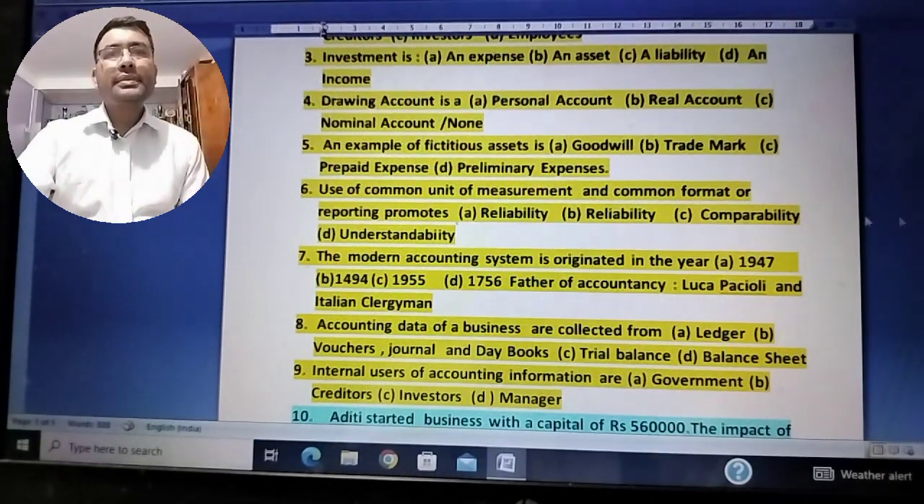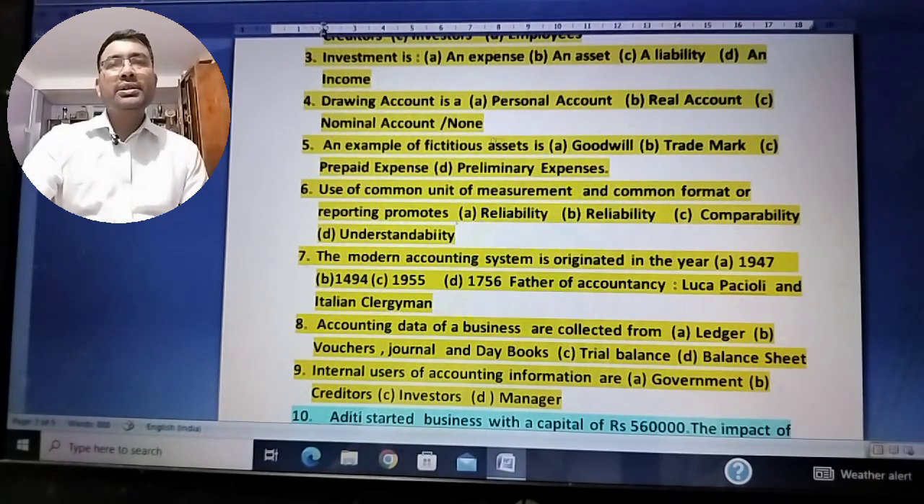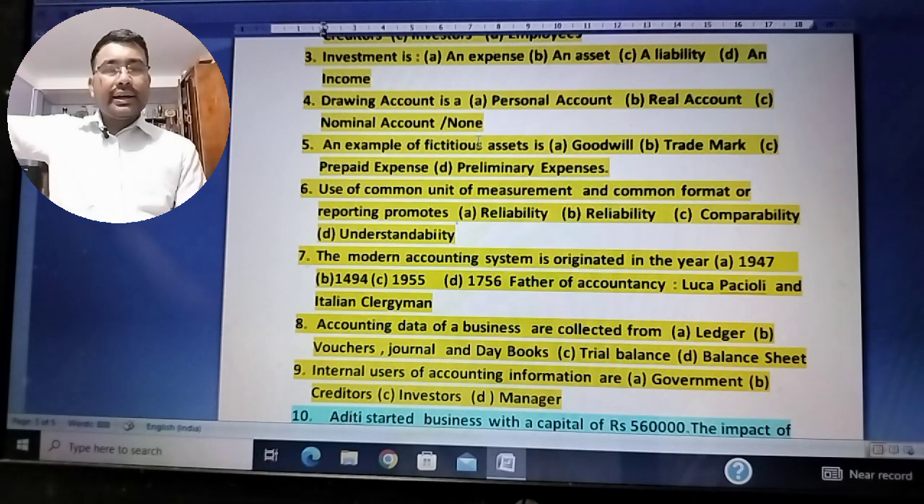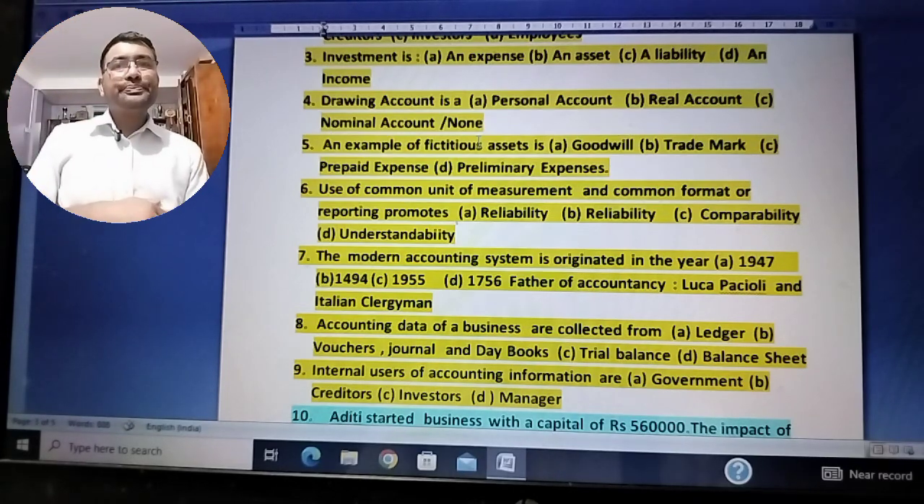Next, an example of fictitious assets is goodwill, trademark, prepaid expenses, or preliminary expenses. What do fictitious assets mean? Fictitious assets are those assets which have no resale value. It was spent previously, but it has no resale value.